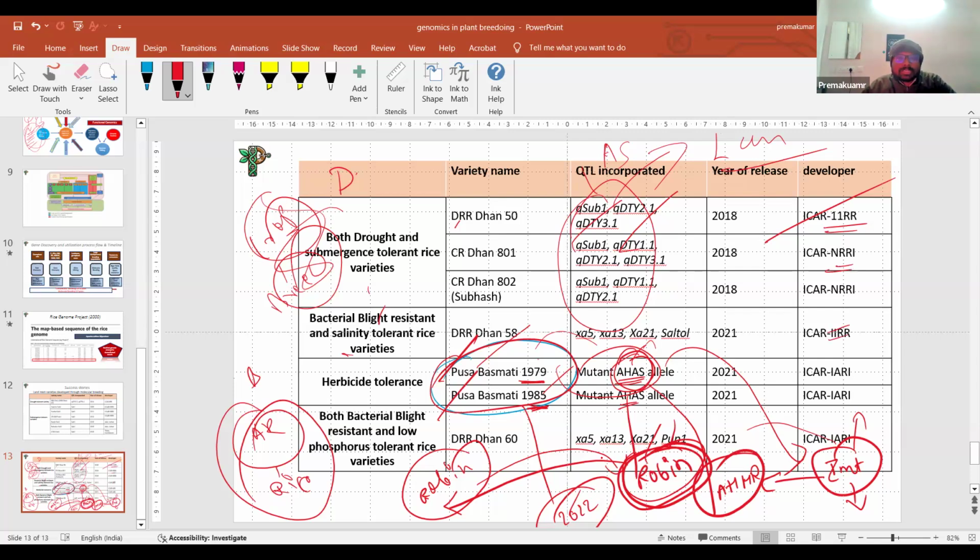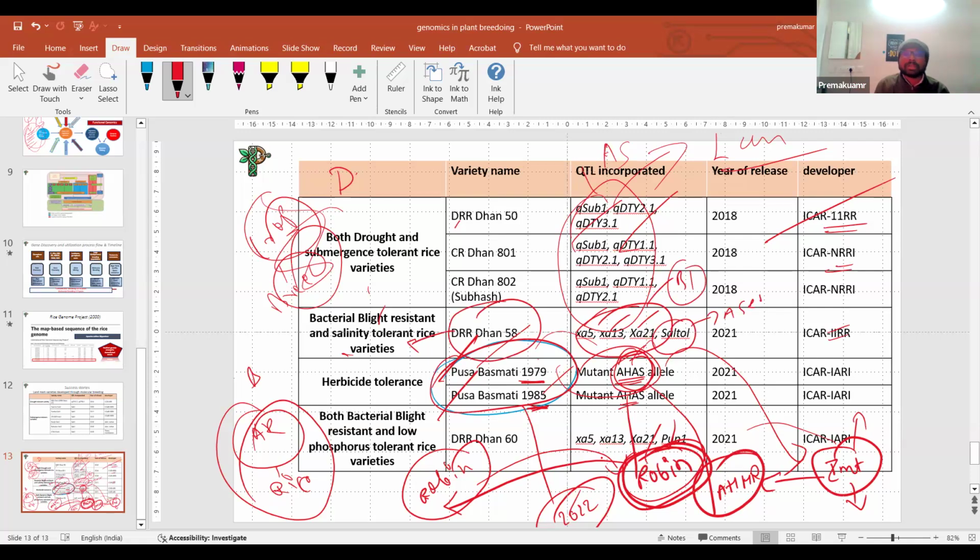You should remember all these things. Now, what I have discussed in rice, in the same way, see, XA5, XA13, XA21, they have discovered for bacterial blight. It was asked in the ASRB. And Saltol was also asked in the ASRB, and it is from Pokkali. And DRR58 is a variety both salinity tolerant and bacterial blight resistant.